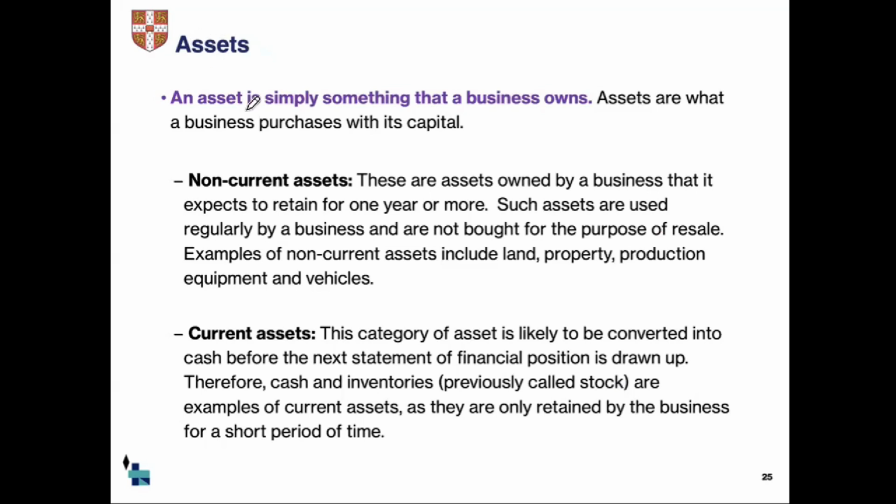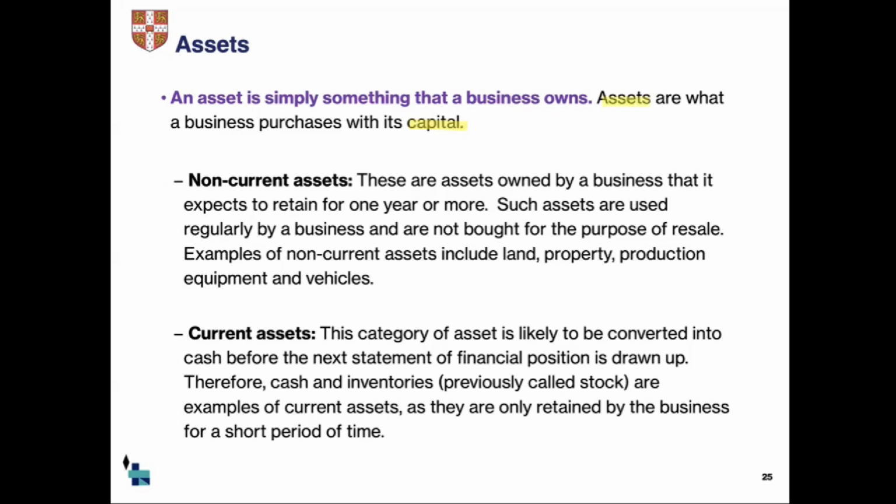We already know what assets are. Simply, these are the things that the business owns. Assets are what a business purchases with its capital. All right, so if the business has capital, whether it has borrowed the money or the money is from the owners of the business, which is equity, whether it has equity capital or capital that it has borrowed from the bank, how were the assets purchased? They were purchased with this capital. All right. So assets are what a business purchases with its capital.